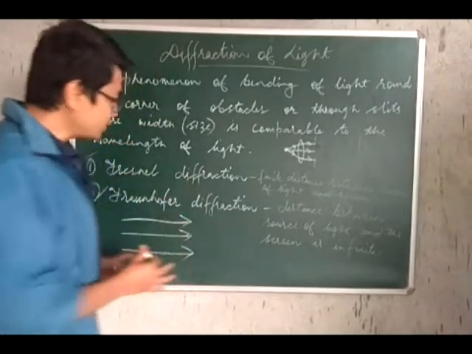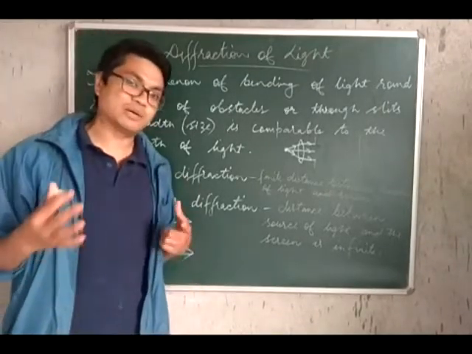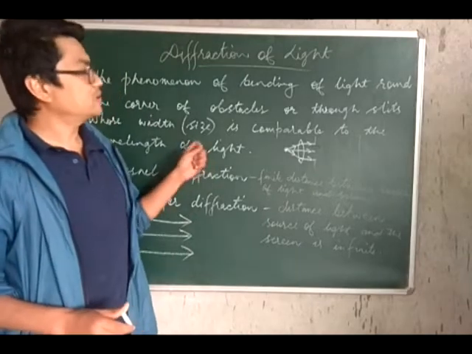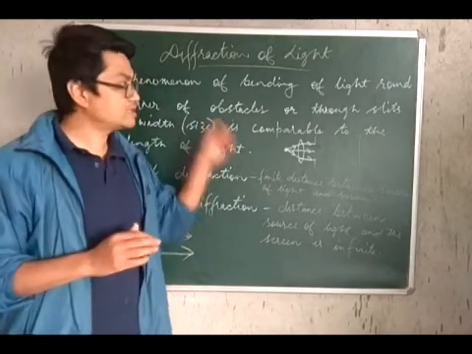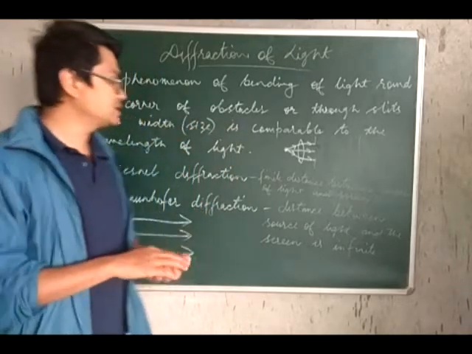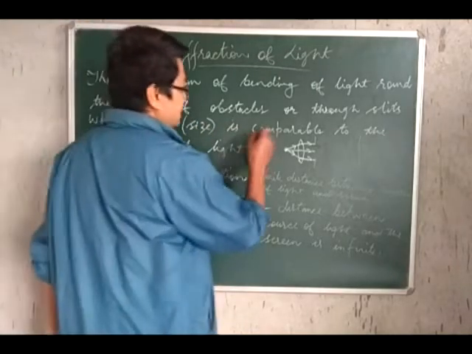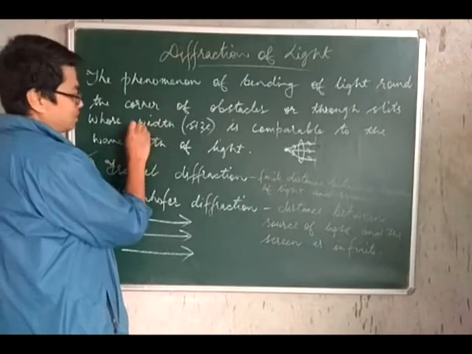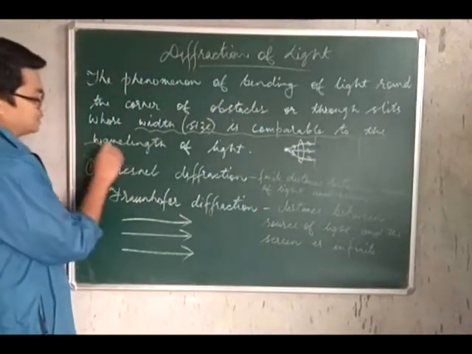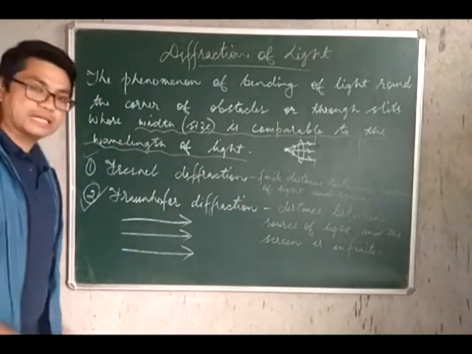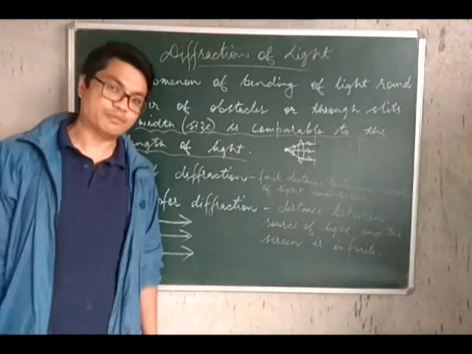All right. So this is a form of diffraction which we are going to discuss now, the phenomenon of bending of light. I believe you've understood the definition. Remember, this is a very important condition: the size or the width of the slit or the obstacle has to be comparable to the wavelength of light. Only then does bending of light happen.